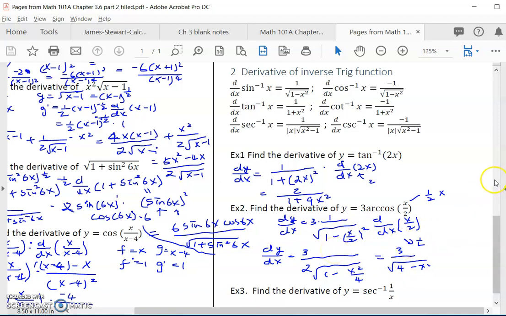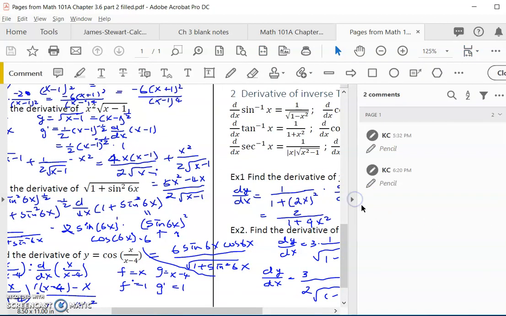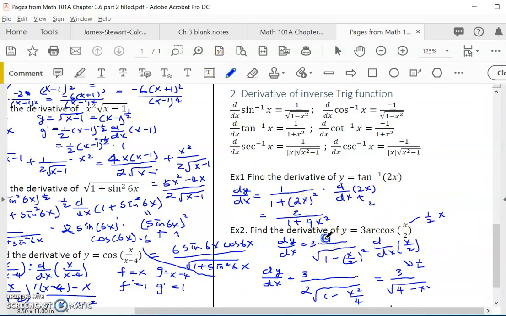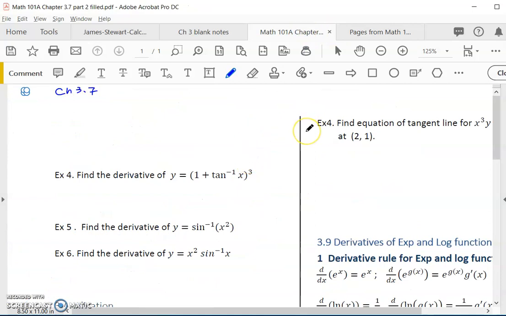So I should put the -1 back. Okay, so that was from the last video. So this should be a negative. Okay, should be a negative. So the following page has more examples, so I should adjust it.